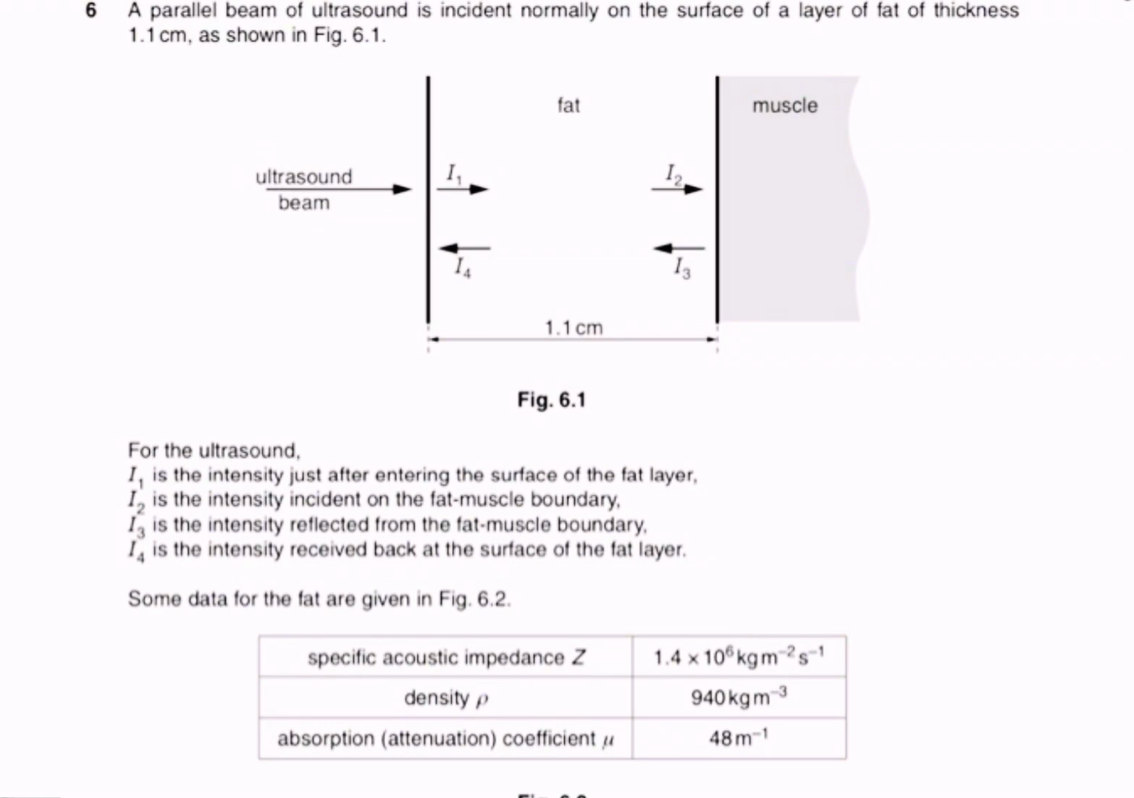They have given us a specific acoustic impedance, which is 1.4 times 10 raised to the power 6. Then we have the density, and then we have the absorption or attenuation coefficient. A part: Calculate the time interval between a short pulse of ultrasound initially entering the layer of fat and then returning back to the surface of the fat layer. So how do we do this?